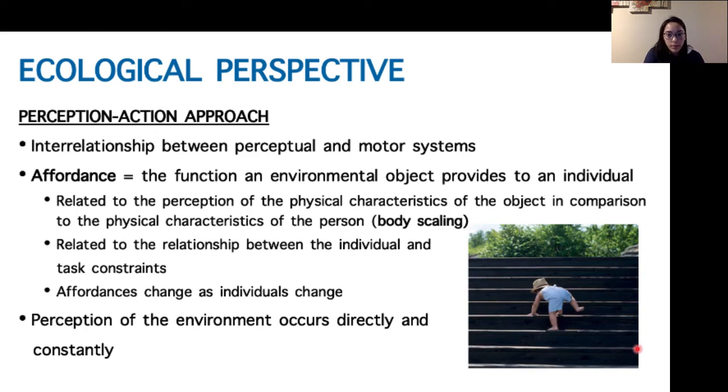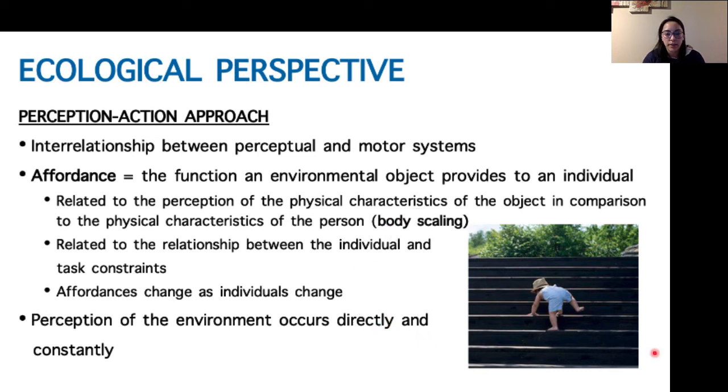That last example that I gave is a good way of highlighting that affordances change as an individual changes. So again, affordances are largely based on this concept of body scaling, where the function of that object is based on our perception.